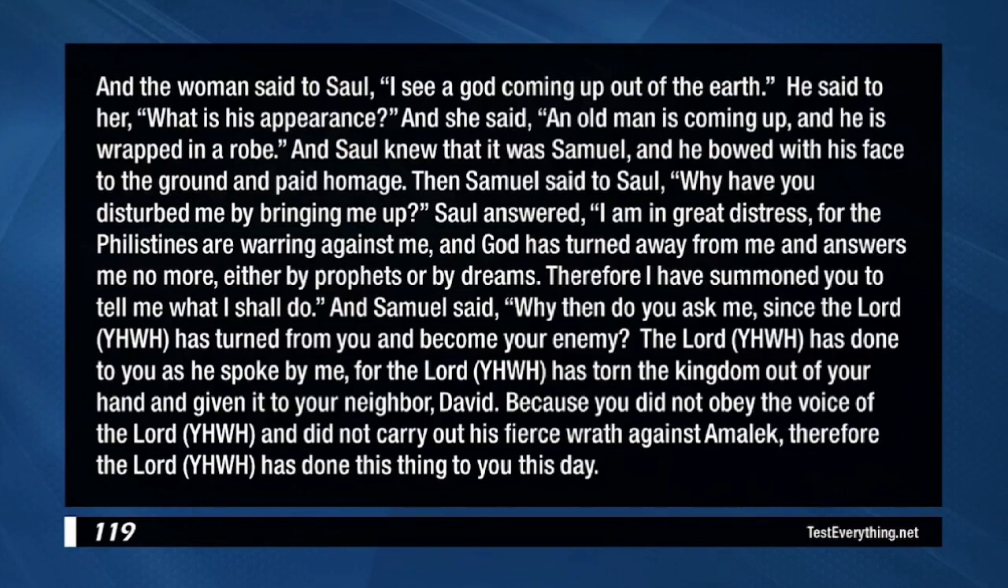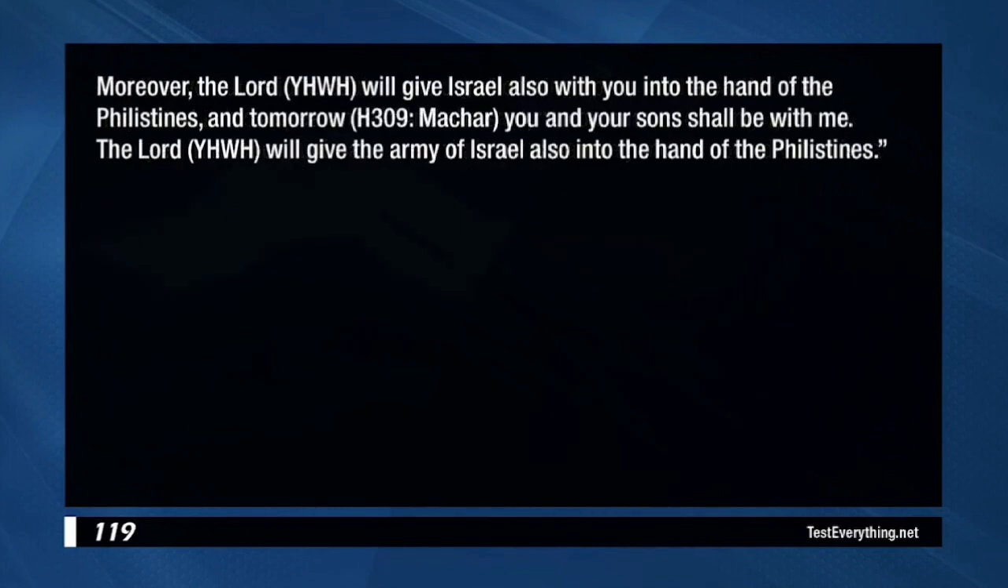And Samuel said, why then do you ask me, since Yahweh has turned from you and become your enemy? Yahweh has done to you as he spoke by me. For Yahweh has torn the kingdom out of your hand and given it to your neighbor, David, because you did not obey the voice of Yahweh and did not carry out his fierce wrath against Amalek. Therefore Yahweh has done this thing to you this day. Moreover, Yahweh will give Israel also with you into the hand of the Philistines, and tomorrow you and your sons shall be with me. Yahweh will give the army of Israel also into the hand of the Philistines.